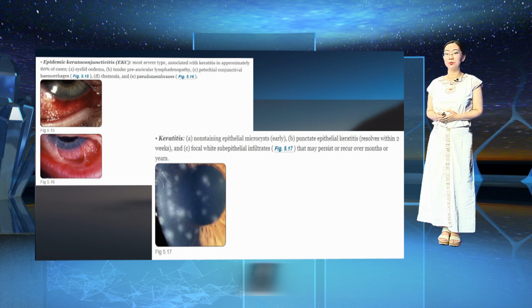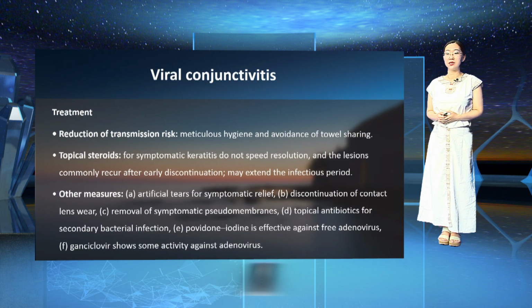The treatment: reduction of transmission risk. Wash your hands and keep your eyes clean, keep social distancing, and improve your immune system. The topical steroids. Be careful when we use steroids, especially the side effects, such as high intraocular pressure, glaucoma, cataract, and so on. We can also use giant-cellular eye gel for treatment.